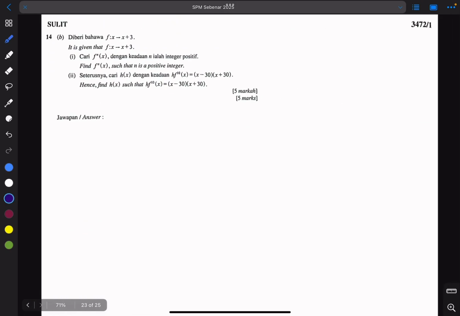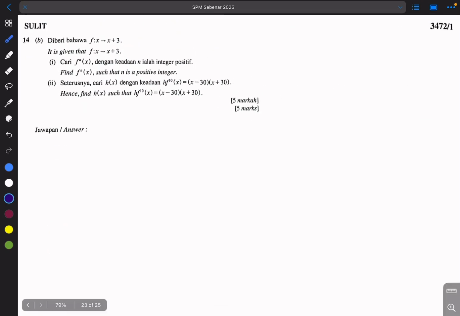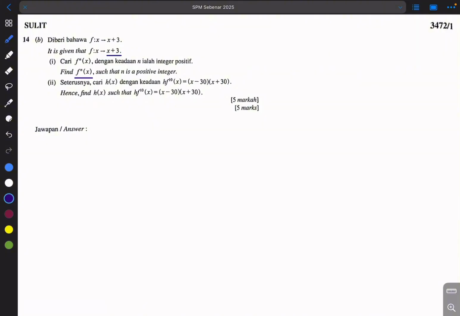Next question. Okay, B. It is given that f(x) is x plus 3. Find f^n(x), such that n is a positive integer. Right, so f(x) is x plus 3. So we need to find the pattern.